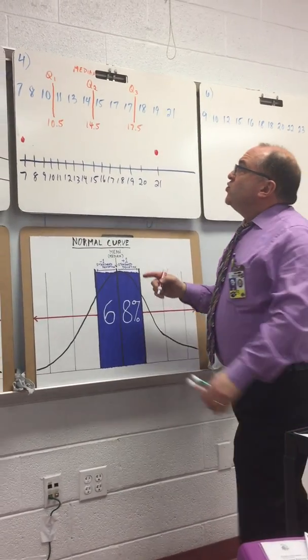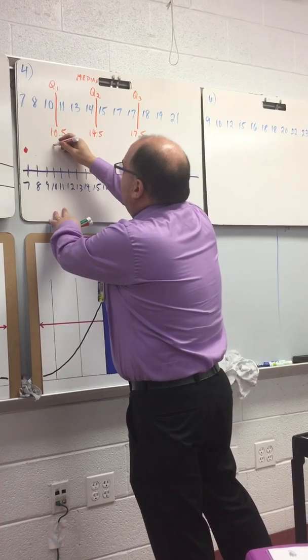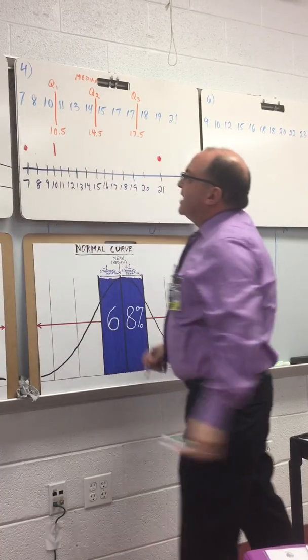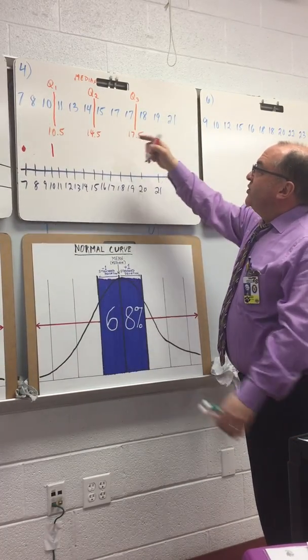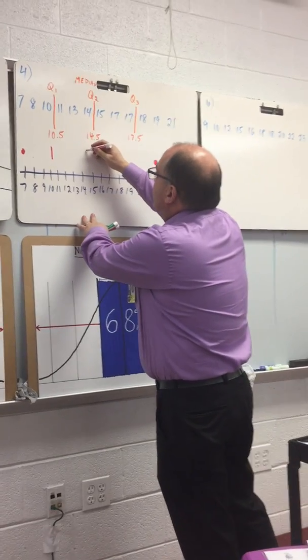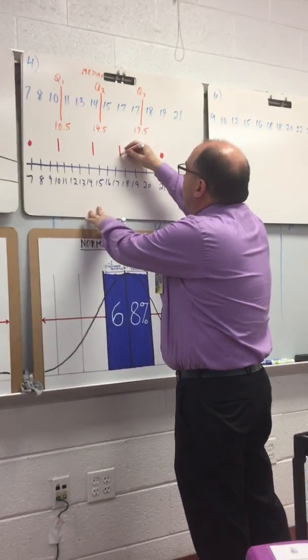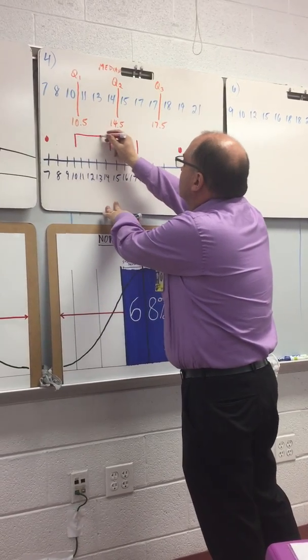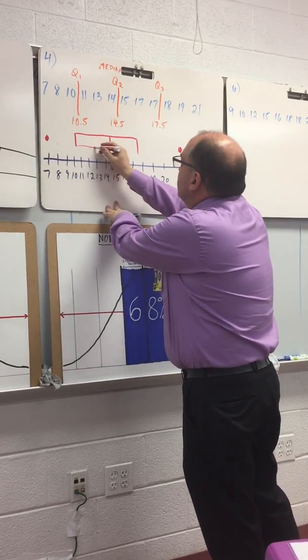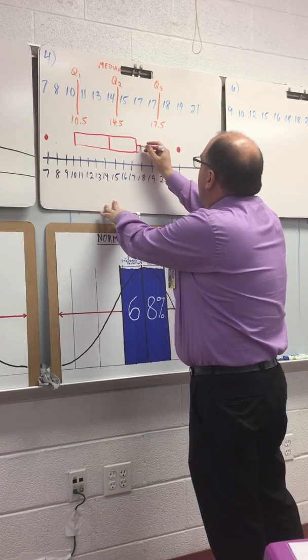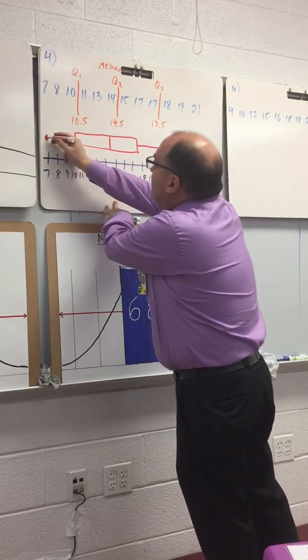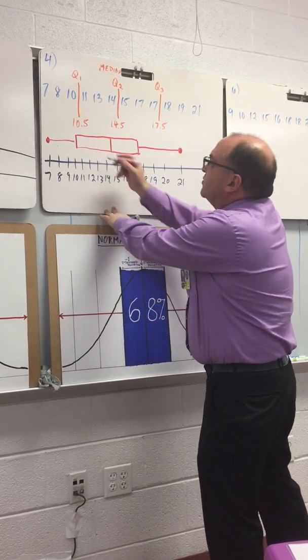What is your Q1? 10.5. Put a bar on 10.5. Q2, 14.5. Put a bar there. 17.5. Put a bar there. And close your box. Then draw your lines. Thank you, Shalea. That is your box and whisker plot.